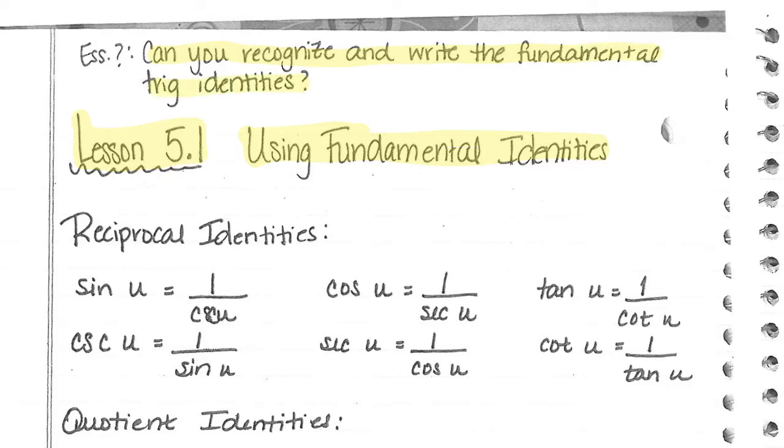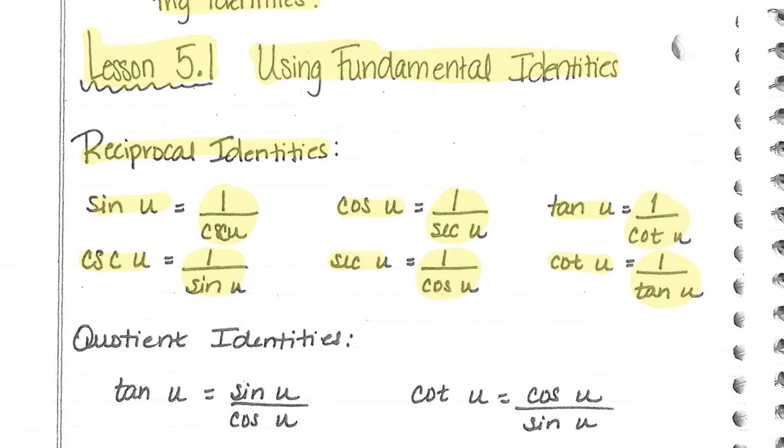You can. So the reciprocal ones you already know. Sine, the opposite is 1 over cosecant. Cosine, 1 over secant. Tan, 1 over cotangent. Cosecant, 1 over sine. Secant, 1 over cosine. And cotangent, 1 over tan. So we kind of started to touch on this stuff, and you guys were doing awesome with it.